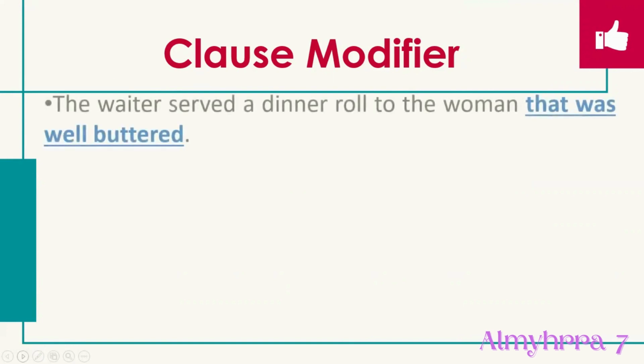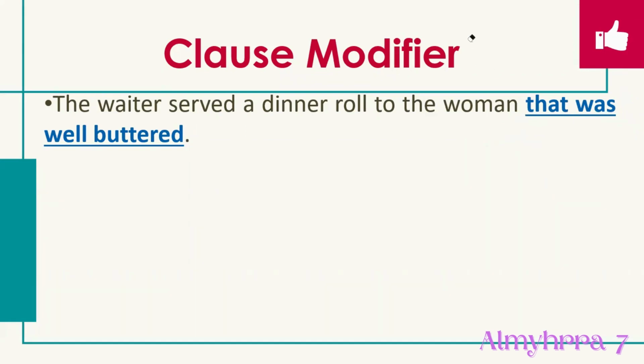Example, the waiter served a dinner roll to the woman that was well buttered. If you place that was well buttered as your clause modifier, an adjective clause, it would mean that it was the woman who was covered with butter, which is confusing, right? So the meaning has changed.